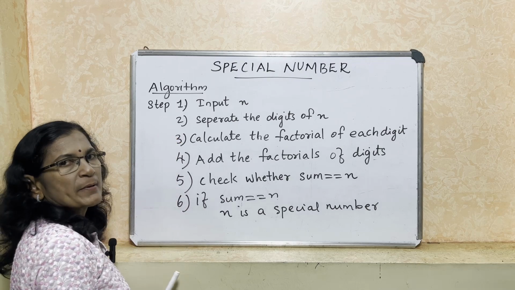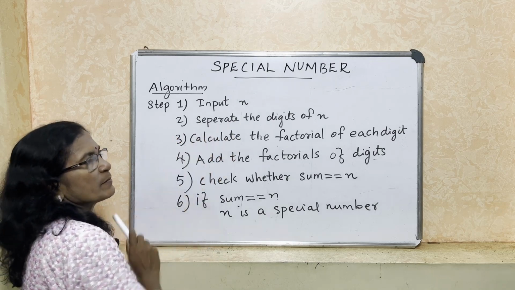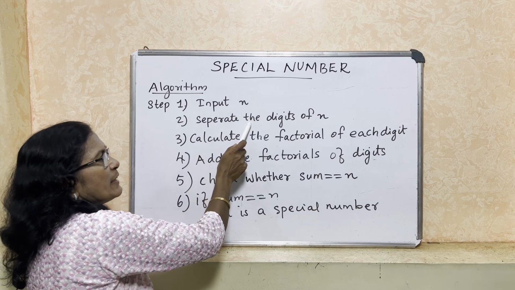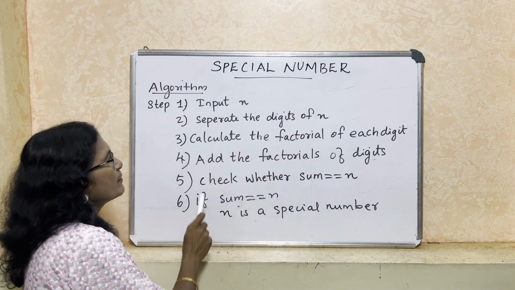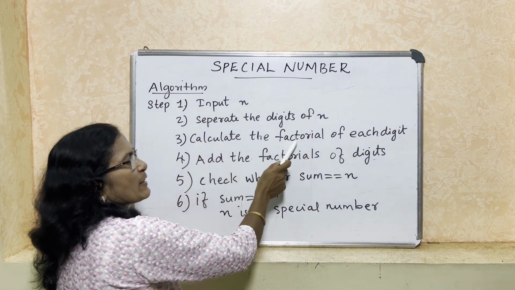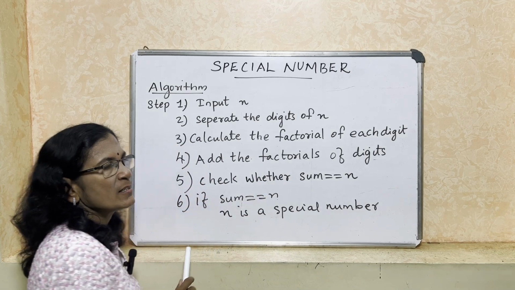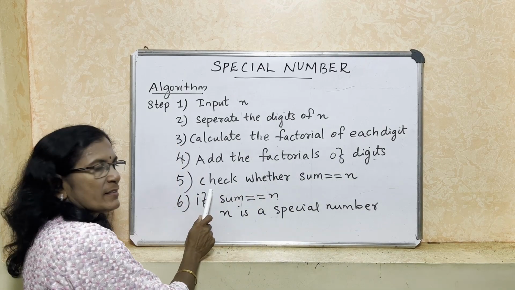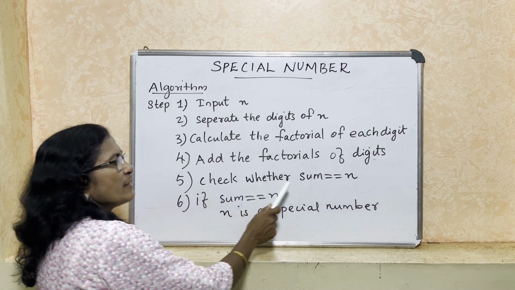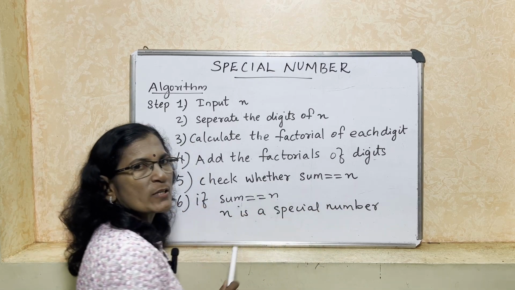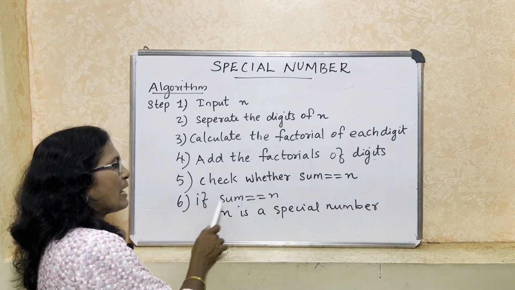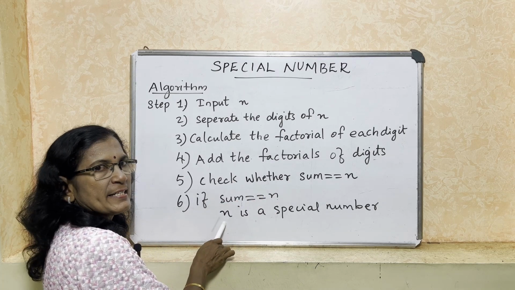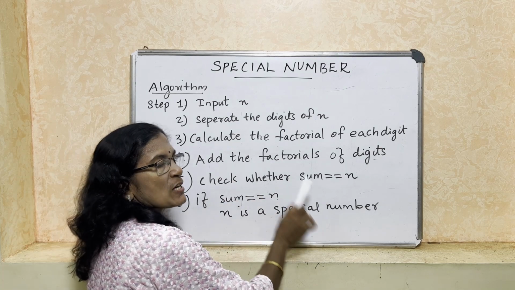The first step is to input the number. Next step is to separate the digits of the number. Now calculate the factorial of each digit. Add the calculated factorials. Now check whether the calculated sum is equal to the original number. If the calculated sum is equal to the original number, the number entered is a special number.